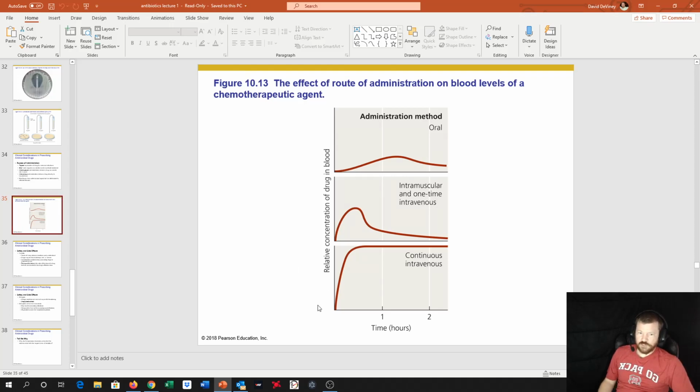And so this just shows you relative concentrations of drugs in tissues and the administration, right? So oral administration, obviously it increases slowly and then drops off slowly. Intramuscular, the increase is rapid, the fall off is rapid, and then of course with IV, the increase is rapid and it just maintains that for long periods of time, right? They're talking hours here. This could be days. It just depends on how long the administration is.